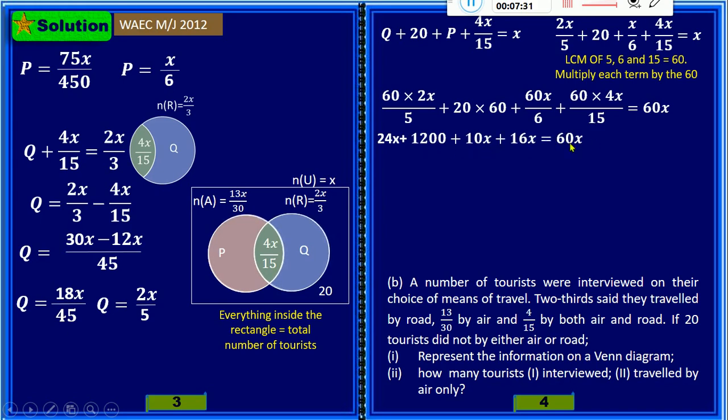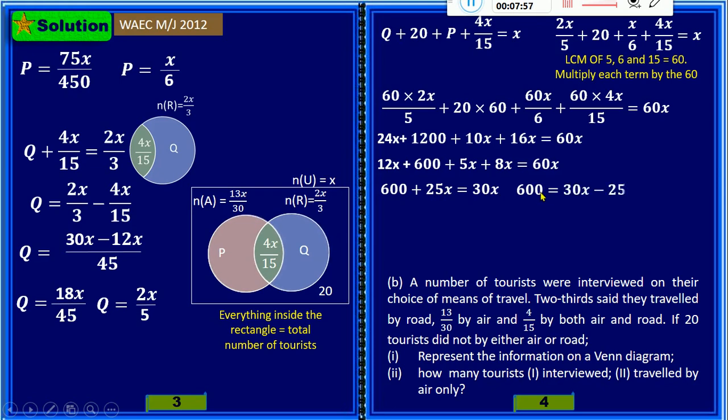If you look at this expression now, we have a common factor. Something is common to all of them, and we need to remove that common factor. Dividing by 2, we have 12x, 600, 5x, 8x, and then 30x. So now I have 600 plus 25x is equal to 30x.